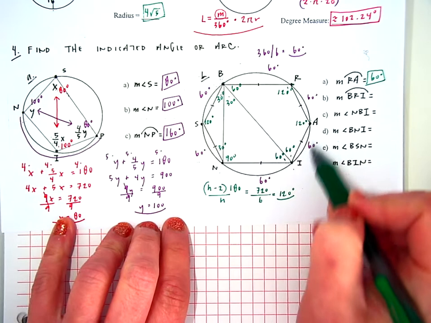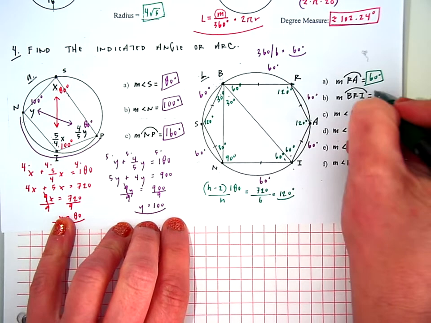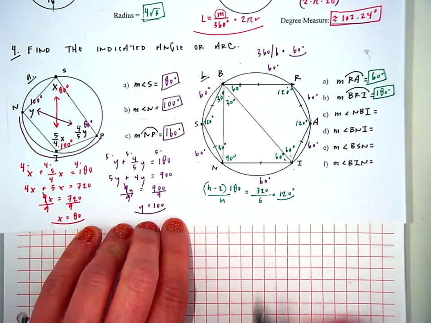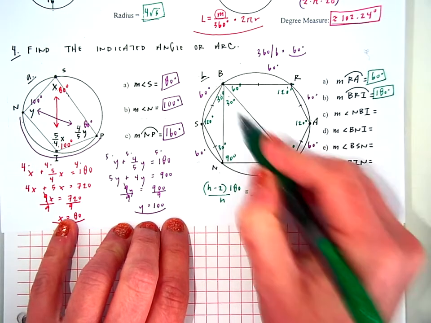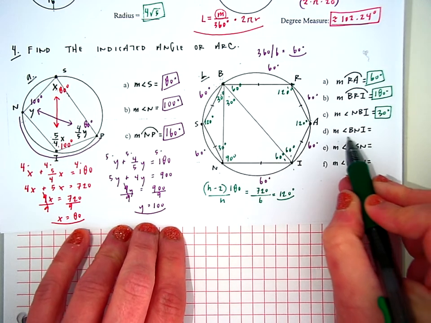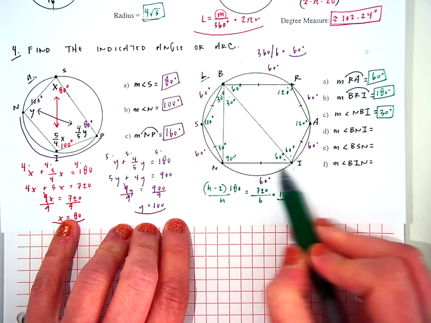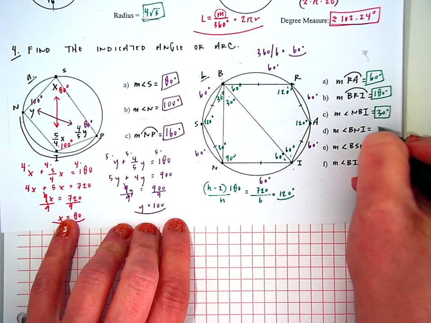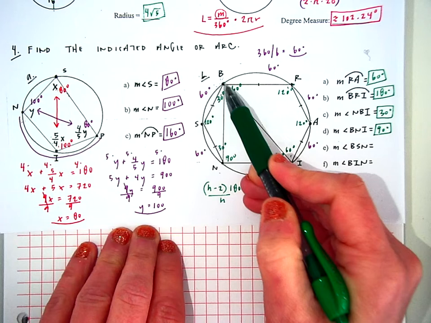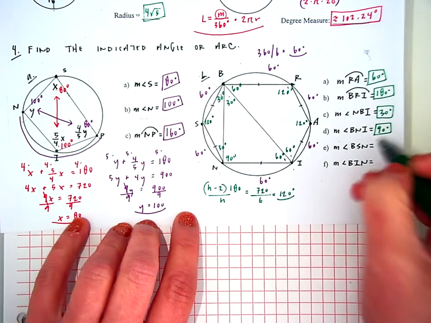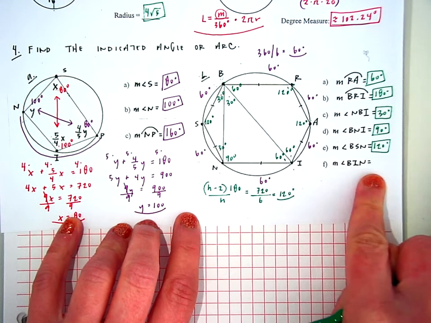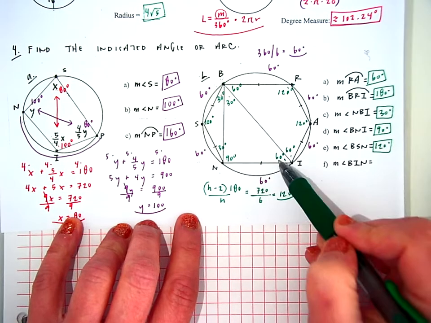BRI here, that's a semicircle, so 180. Angle NBI right here is 30 degrees. BNI right there is 90 degrees. BSN right there is 120 degrees. And BIN right there is 60 degrees.